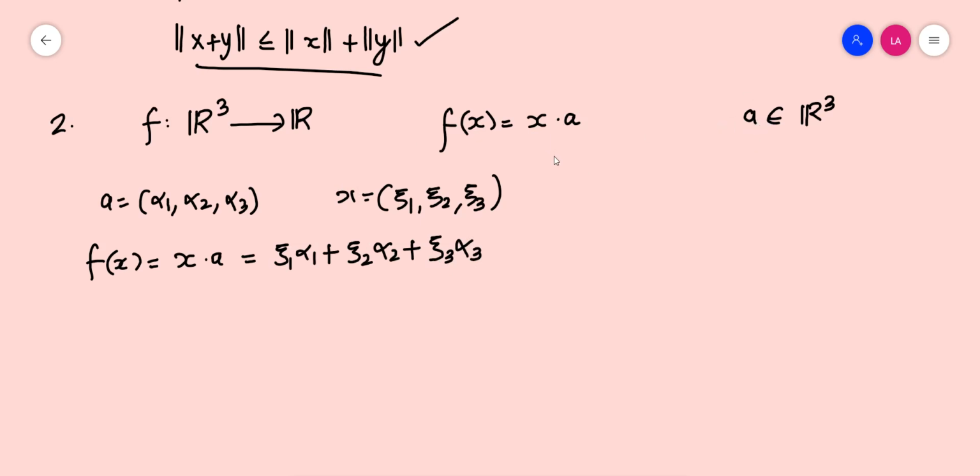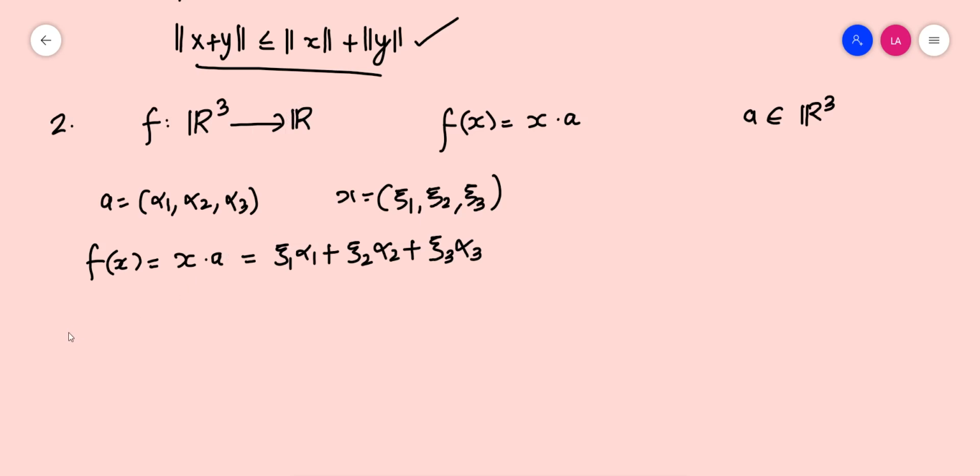We have to prove that this is actually a linear functional. R cube is a vector space, and f maps from R cube to the set of all real numbers, so this is a functional. The only thing which remains to prove is that it is linear.